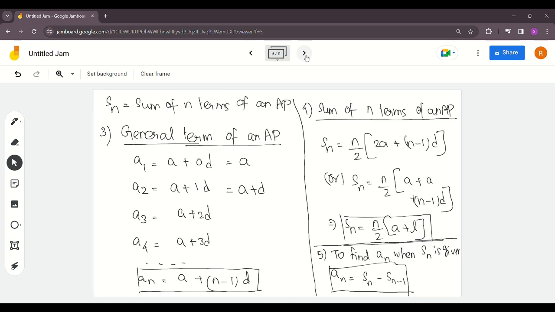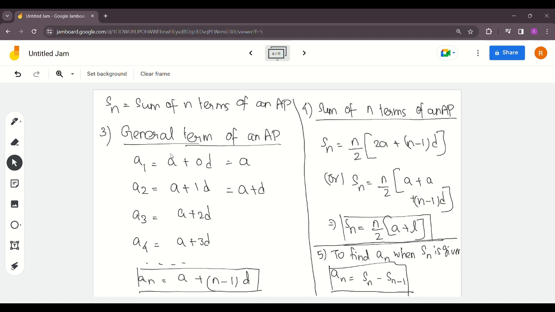Now we will find how the general term of an AP is derived. An AP is represented like this. a1, that is a plus 0d. See carefully here. If it is 1 here, then it is 0 here. If it is 2 here, then it is 1, the coefficient of d is 1. If it is 3, then the coefficient of d is 2. If it is 4, then the coefficient of d is 3. And if it is n, the coefficient of d should be n minus 1. Rest all of them are same.